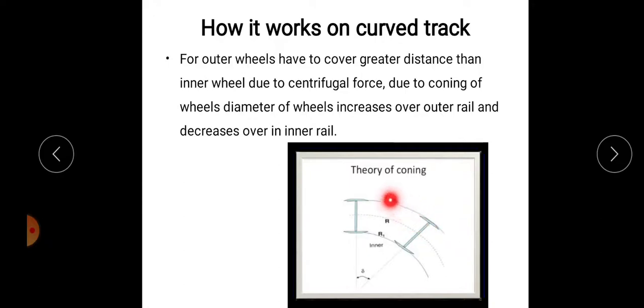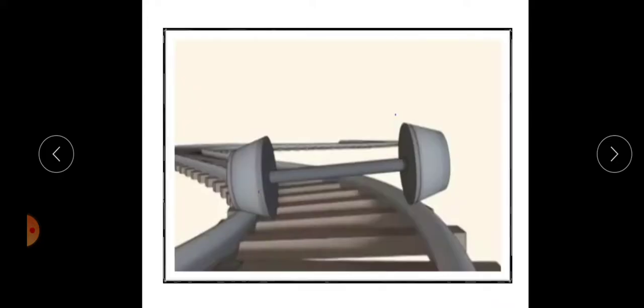That is, in the case of a curved track, due to coning of wheels, the diameter of the wheel increases. This is the outer rail, this is the inner rail. In the case of the outer rail, the diameter of the wheel will be high. In the case of the inner rail, the diameter of the wheel will be small. This is clear in this figure. This is a curved portion, this is the outer rail, and the highest diameter of the wheel is touching the outer rail. This is the inner rail, and on the inner rail the smallest diameter of the wheel touches.